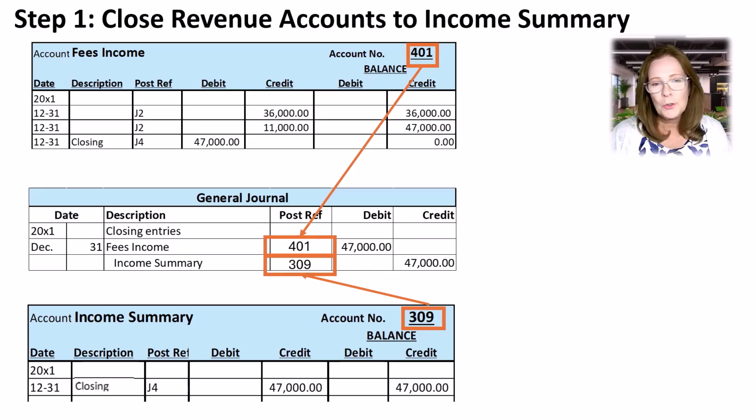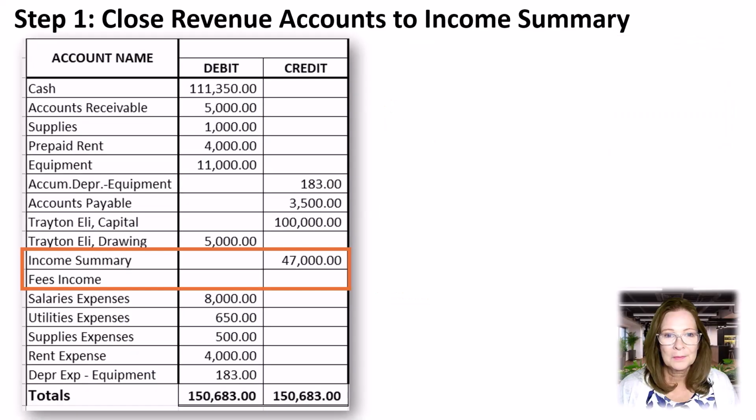We update the journal entry to show the account number 401 for the fees income account and account number 309 for the income summary account so that it is apparent that the entry was posted. After this entry is posted, the revenue account is 0 and the income summary account shows a credit balance of $47,000.